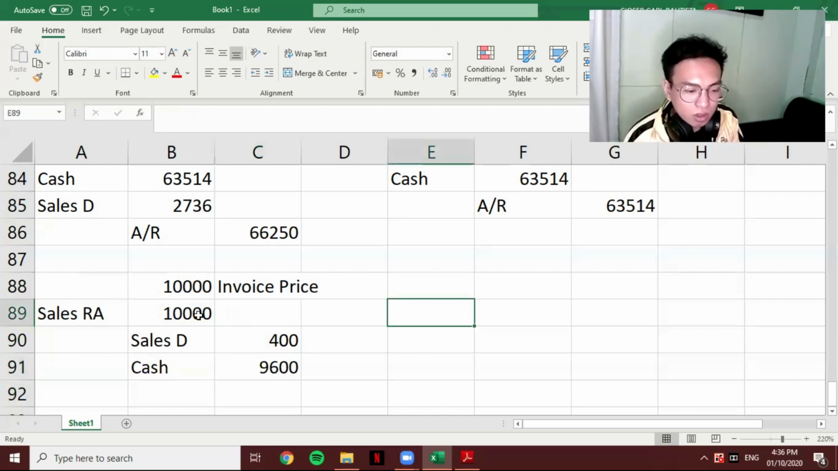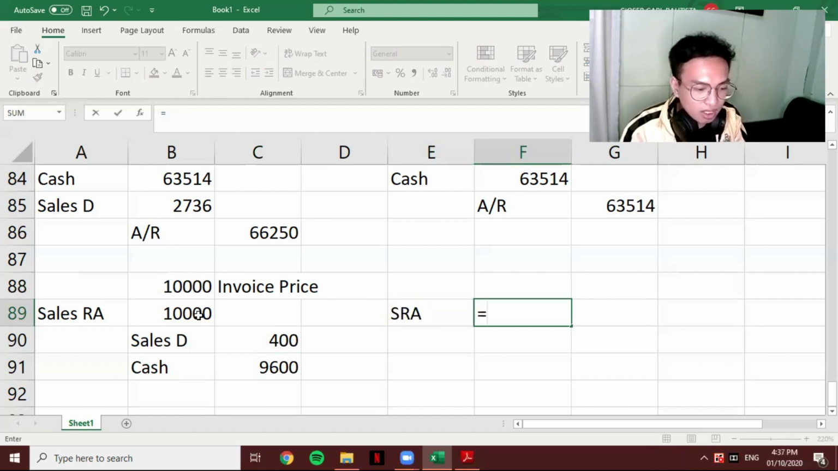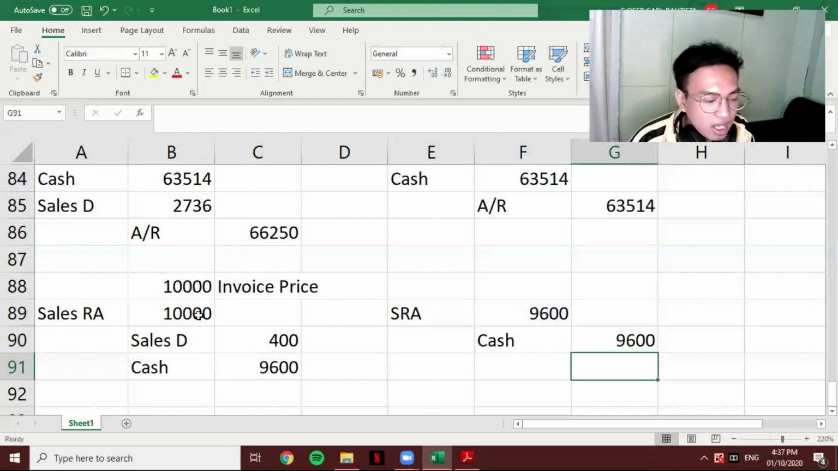Sir, paano kung naka-net method ka? Simple na lang yan. Since na-take nila yung discount, sales return and allowances mo will be how much? 10,000 without the discount, or equal to 9,600. Then your cash will be 9,600 lang din. That's how you record returns and discounts in merchandising transactions.